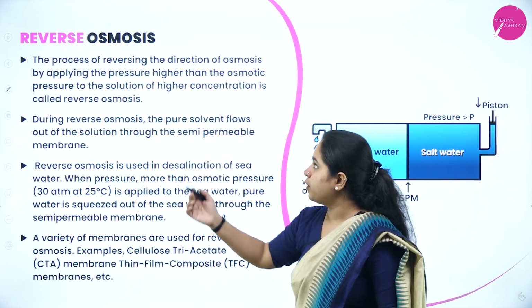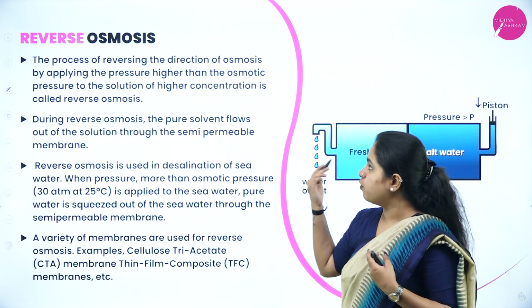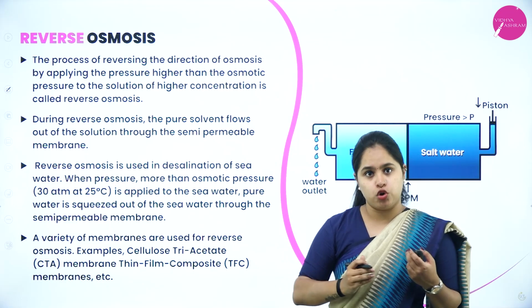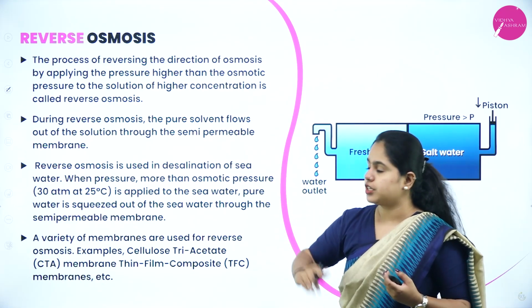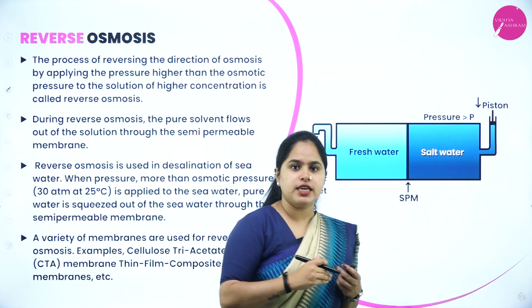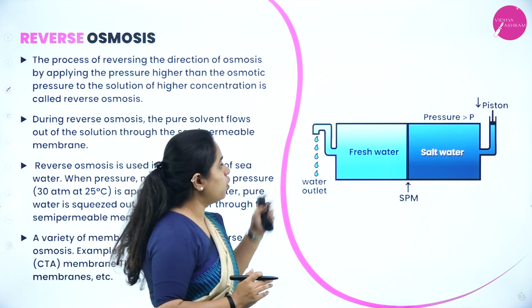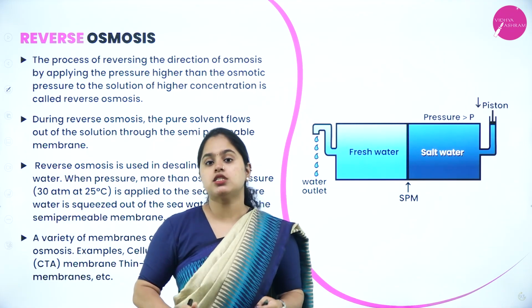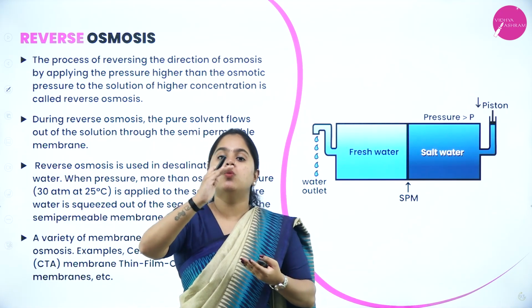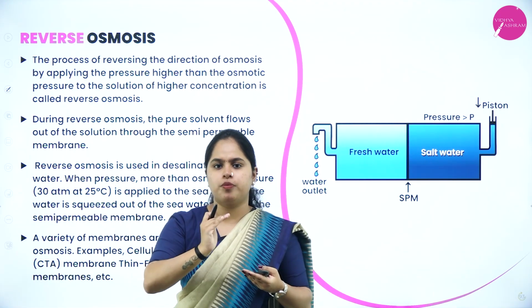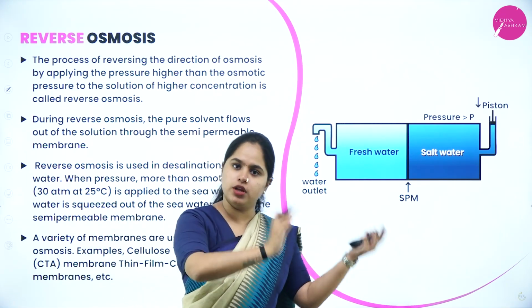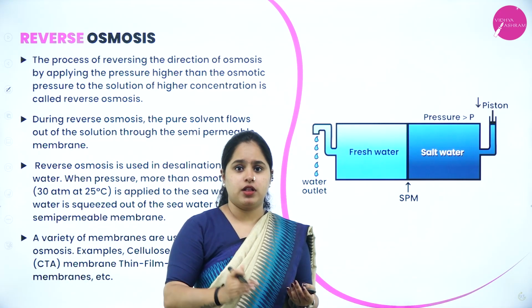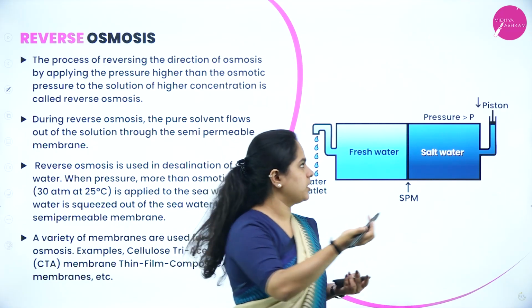Coming back, the process of reversing the direction of osmosis by applying a pressure higher than the osmotic pressure to the solution of higher concentration is called reverse osmosis. We know osmosis and we know osmotic pressure. Osmotic pressure is applied on the solution side to just stop the flow of solvent. That is how much pressure is required to just stop the flow of solvent from the solvent to the solution side. Now, if we are applying more pressure than the osmotic pressure, right?